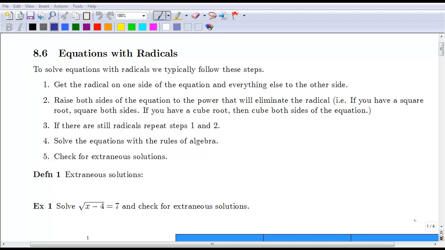Once you've simplified everything after this step, then you need to see if there's any radicals left, which is possible if you started off with two or more radicals in the equation to begin with. If so, repeat steps 1 and 2.